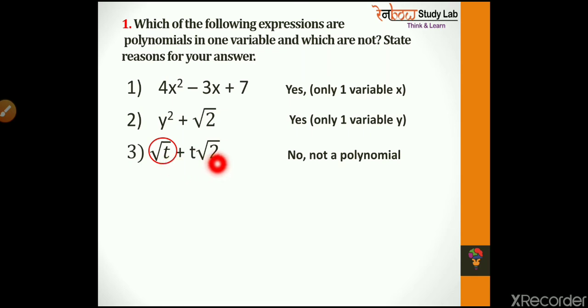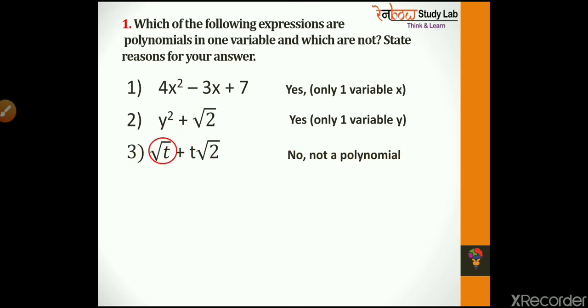Now you can see the third question. Here we have only one variable t. But here the power of variable t is half. Root means half. So no, it is not a polynomial because root t is not allowed.